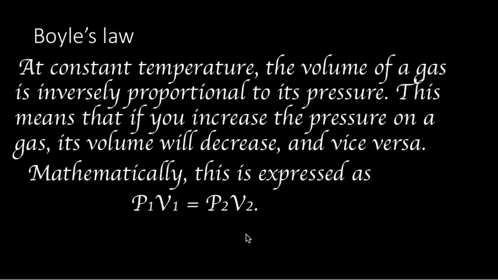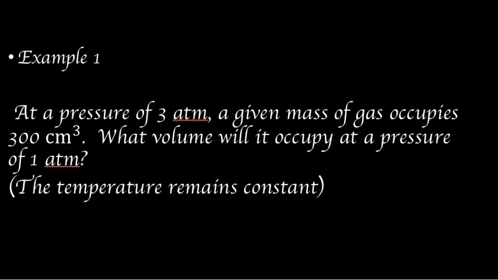Or we can say that P1 V1 equals K, a constant, and our constant there is temperature. In the case where we are given pressure 1, volume 1, and another pressure, and we have to find the second volume, we can use this formula. So let's look at an application question under Boyle's law. The first question: at a pressure of 3 atm, a given mass of gas occupies 300 centimeter cube. What volume will it occupy at a pressure of 1 atm, given that the temperature remains constant?